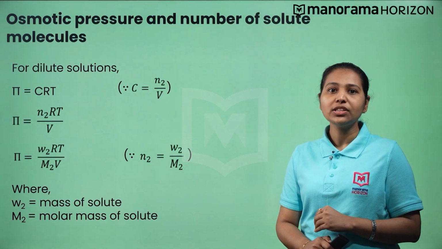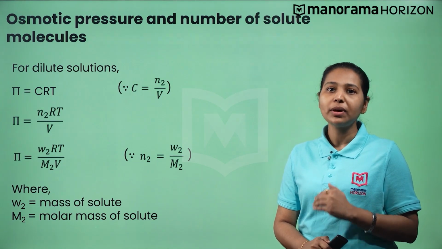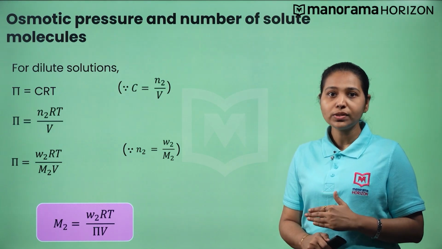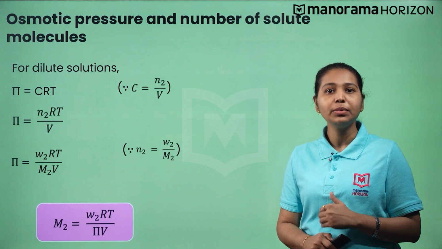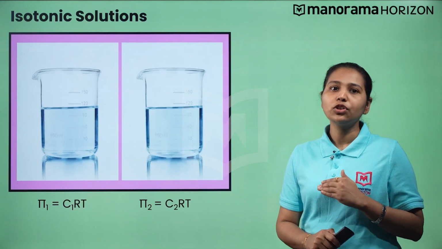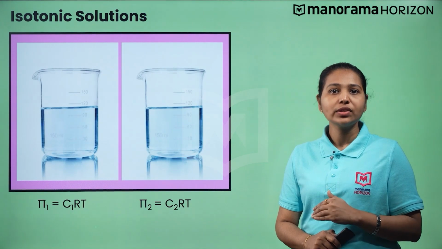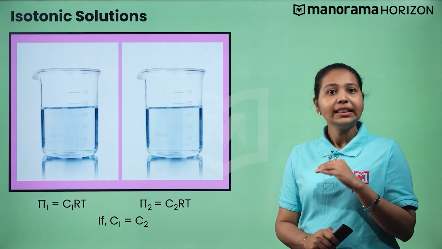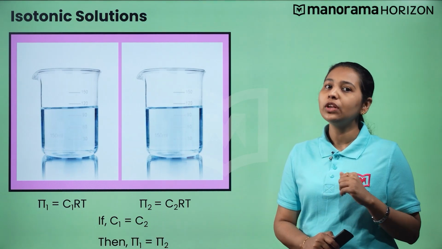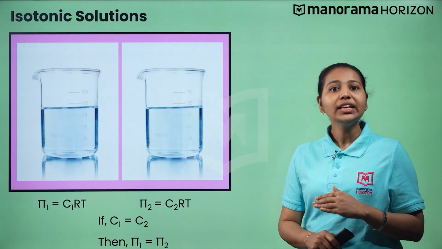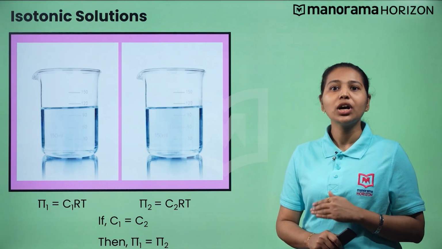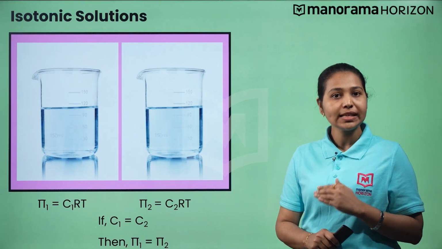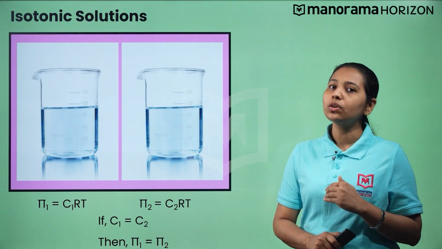This equation may be rearranged so that you will be able to compute the molar mass of the solute. This is widely used to determine the molar mass of proteins, polymers with poor solubility, or even biomolecules which are not stable at higher temperatures. Now let us learn isotonic solutions. Consider two solutions of concentration C1 and C2. If the concentrations C1 and C2 are the same, then the osmotic pressures pi1 and pi2 will also be equal. Such solutions having the same osmotic pressure at a given temperature are called isotonic solutions. Thus, if isotonic solutions are separated by a semi-permeable membrane, no osmosis occurs between them.